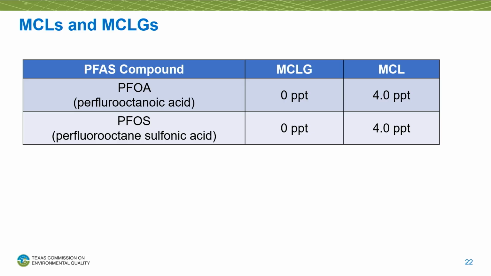So this is just a table showing the MCL. For PFOA and PFOS, the MCLG goal is 0 parts per trillion. That's not the enforceable level. That's just the goal that the EPA had set. As far as the enforceable level, which is the MCL, that's 4 parts per trillion for both PFOA and PFOS.